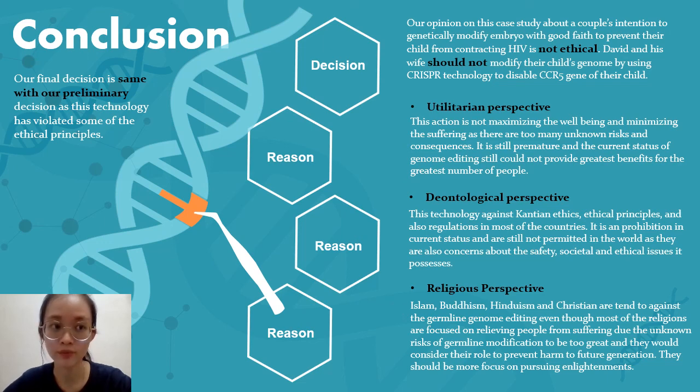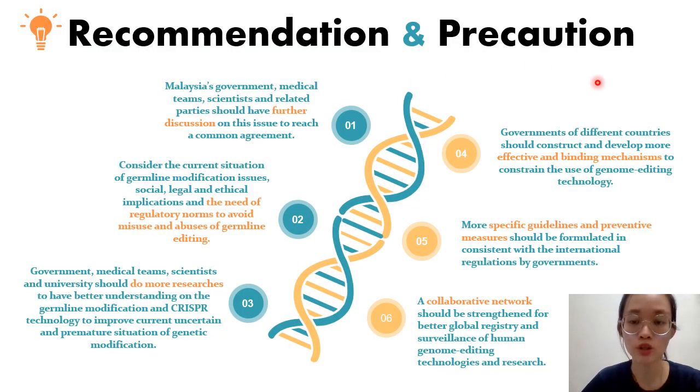Lastly, we will provide some recommendations and precautions for germline genome editing technology. We think that Malaysian related parties should have further discussion on this issue to reach a common agreement, and there is a need for regulatory norms to avoid misuse and abuse of germline editing technology. Related parties such as universities should do more research on this technology to have better understanding and discover new knowledge. Governments of different countries should also develop more effective and binding mechanisms to constrain the use of genome editing technology, and more specific guidelines and preventive measures should be formulated, and a collaborative network should be strengthened.